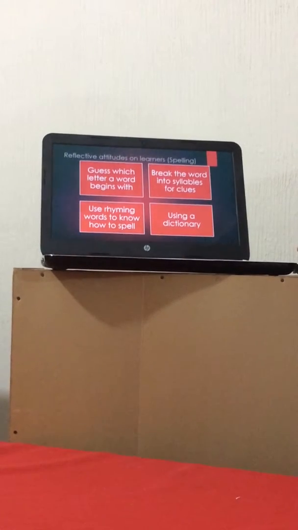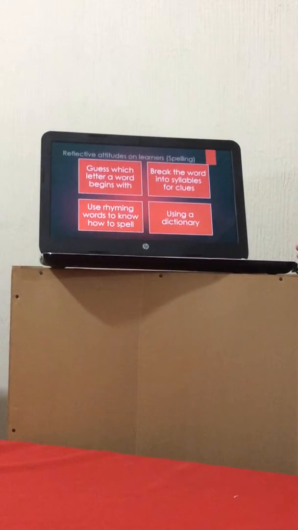About reflective attitudes on learners, how to promote them? Well, here we have 4 activities based on spelling. In a spelling activity, as a teacher, we can make learners guess which letter or word it begins with by listening to similar words. We can have learners divide the word into syllables for clues. Learners can use rhyming words to know how to spell a new word, or they can use a dictionary.